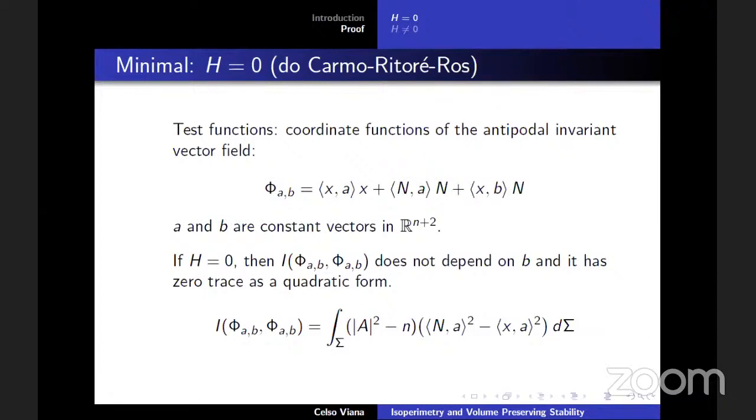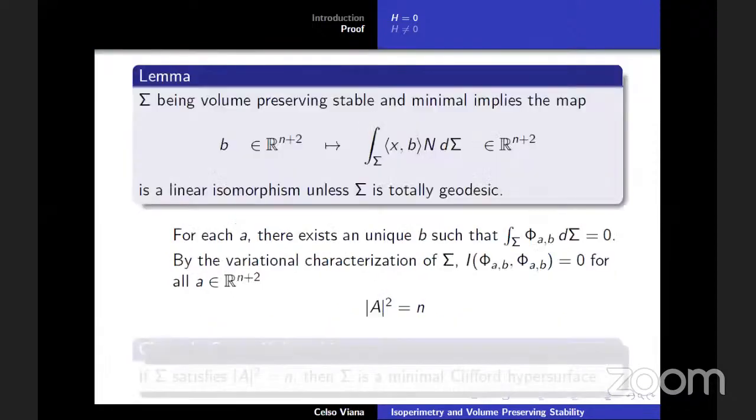On the other hand, if you take the trace in A, you're going to get 0, right? Because the norm of the unit normal is 1. The norm of the position vector is also 1 because the hypersurface is in the sphere, so you get 0. So the conclusion is that this quadratic form must be identically 0, which forces the norm of the second fundamental form to be identically equal to n, right?